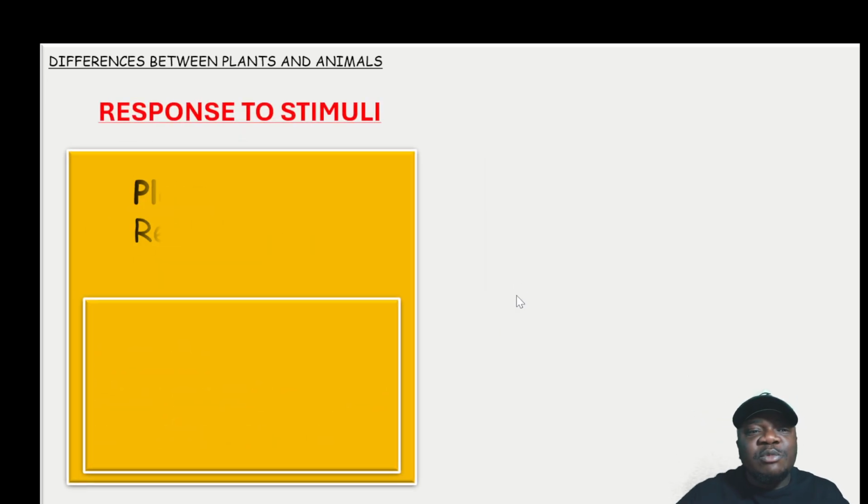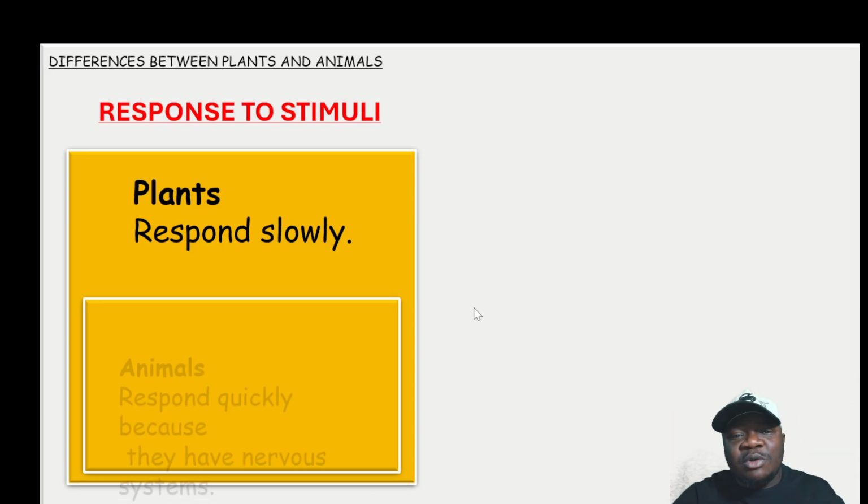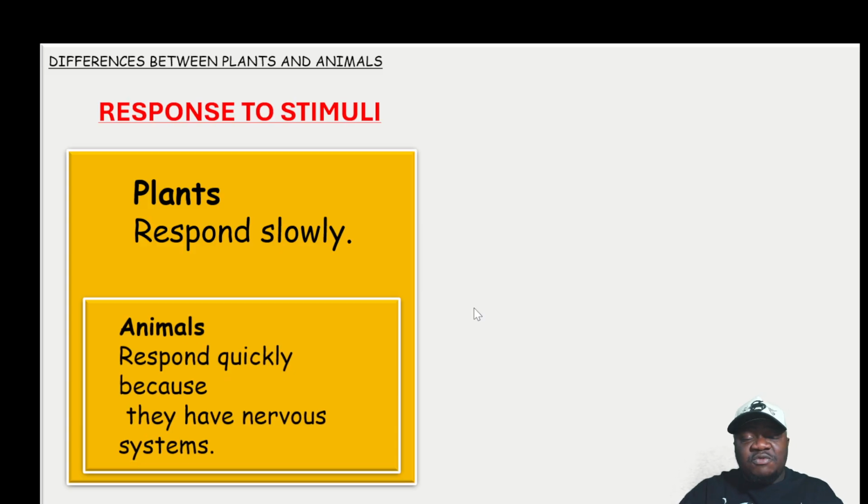So the response to stimuli in plants is very slow. Like I've mentioned several times, the plant tends to bend towards sunlight, and that process is very, very slow. It doesn't occur as fast as that of animals. So in animals, the response is very fast because why? You have a nervous system.